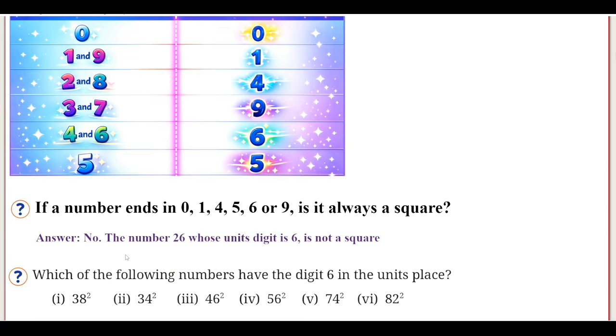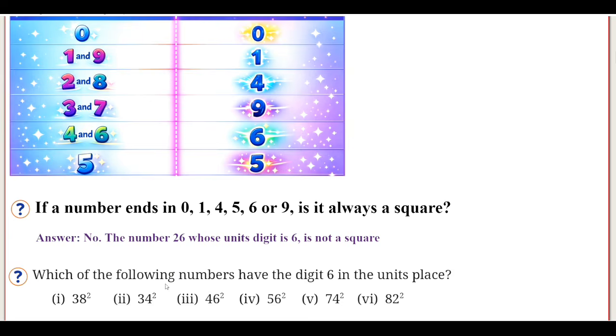The answer is no. The number 26, whose unit digit is 6, is not a square number. I have given many examples. It's not necessary that if a number is ending with this, it should be a perfect square number. It can be or it cannot be. Hope understood?